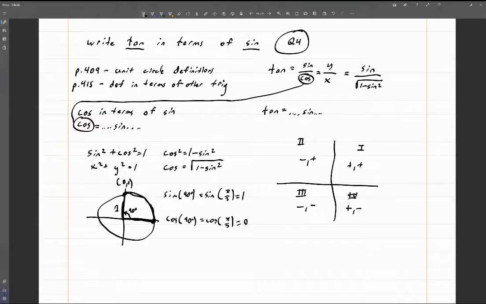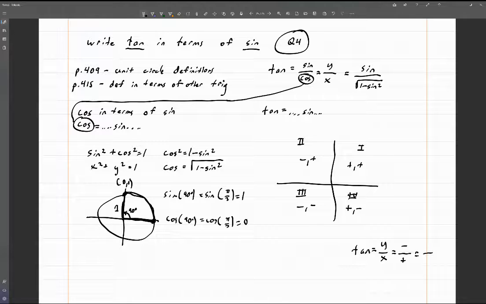So in quadrant 4, tangent is y over x. And in quadrant 4, the y values are negative and the x values are positive, so the output of the tangent function is going to be negative. If you have an odd number of negatives involved in multiplications or divisions, the result is going to be negative.